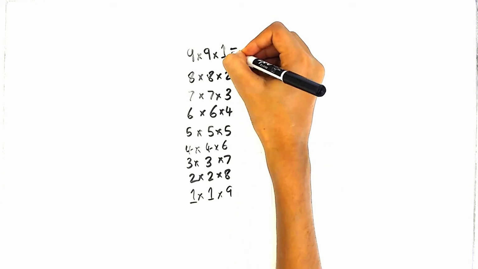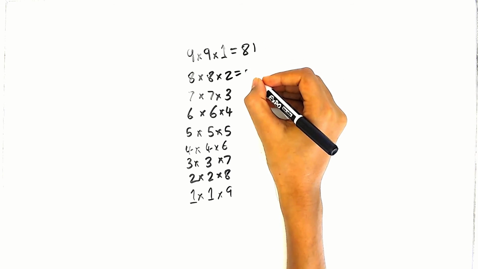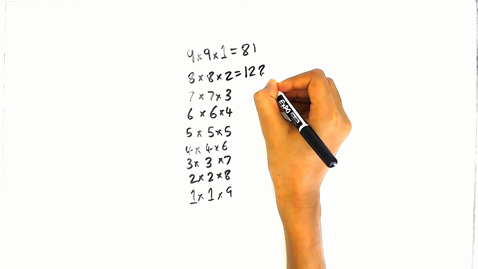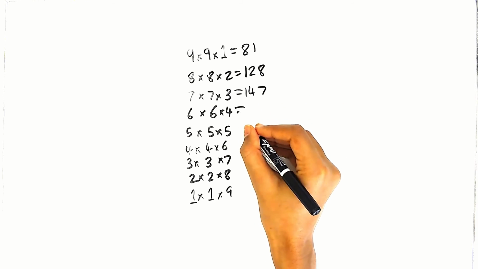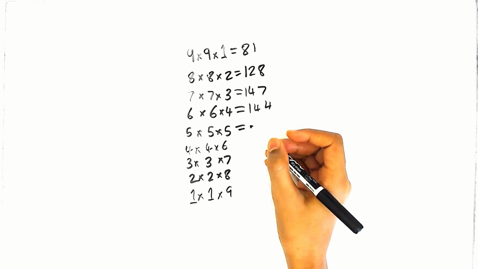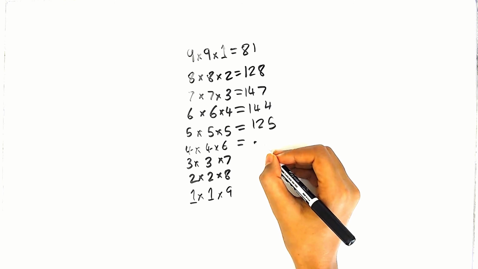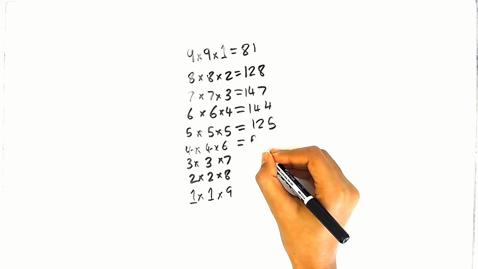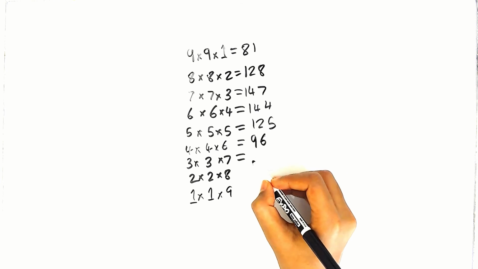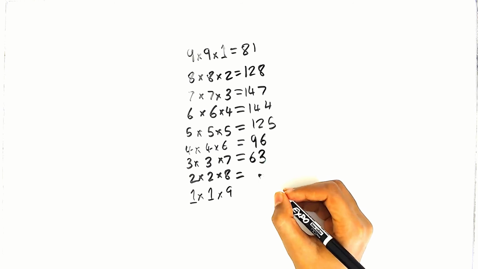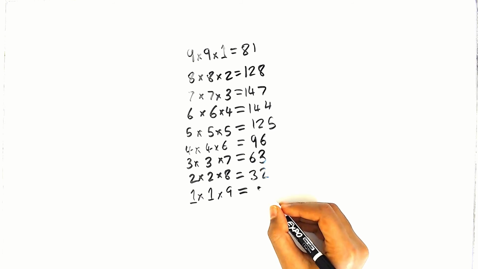Okay, so now let's multiply these. So 9 times 9 times 1 is 81. 8 times 8 times 2 is 128. 7 times 7 times 3 is 147. 6 times 6 times 4 is 144. 5 times 5 times 5 is 125. 4 times 4 times 6 is 96. 3 times 3 times 7 is 63. 2 times 2 times 8 is 32. 1 times 1 times 9 is 9.